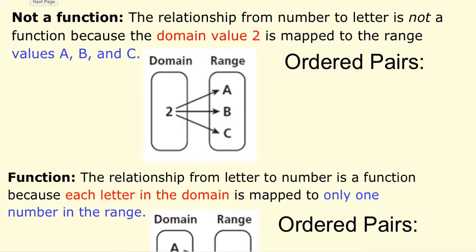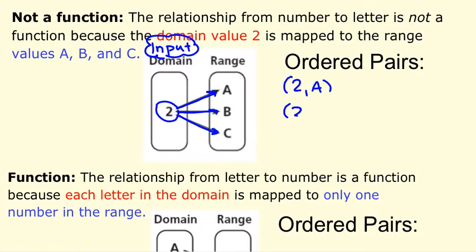So if you look here, we have the number 2. This is what we call our domain, or also our input. And it's mapping to A, it's mapping to B, and it's mapping to C. If we think of these as ordered pairs, we have (2, A), (2, B), and (2, C).